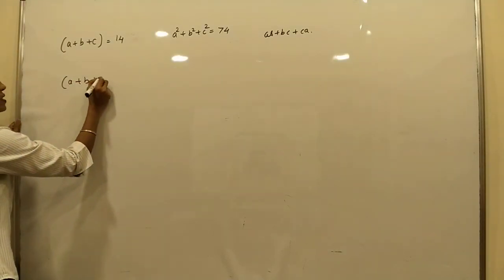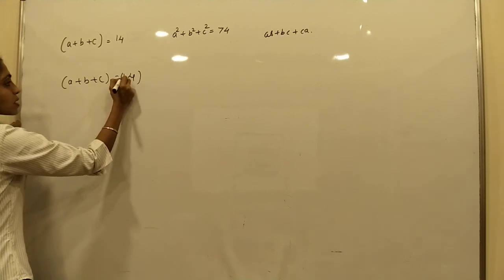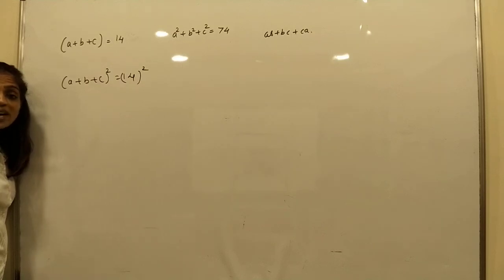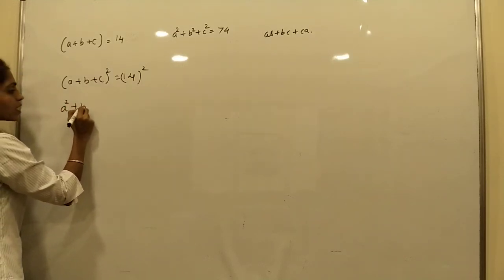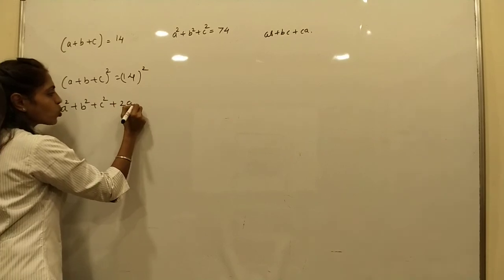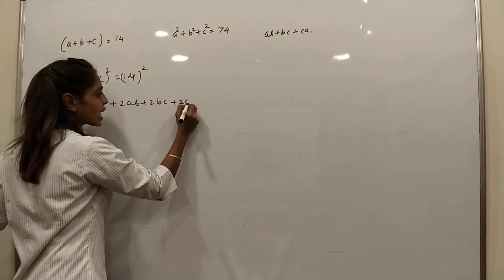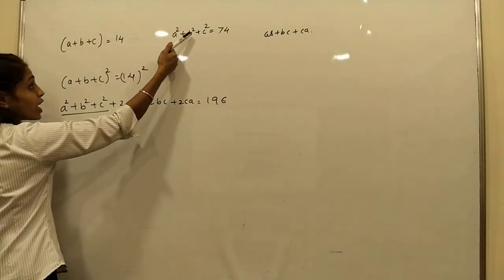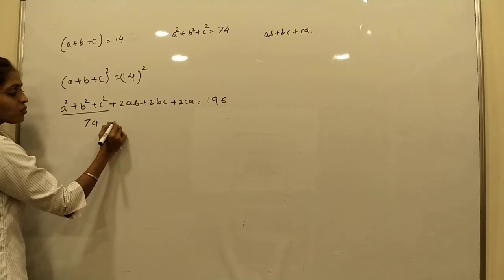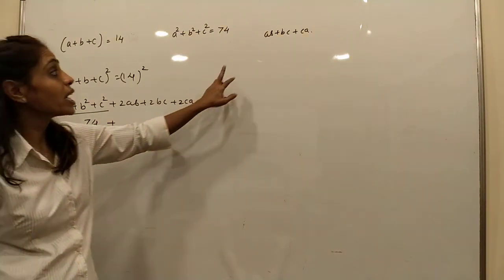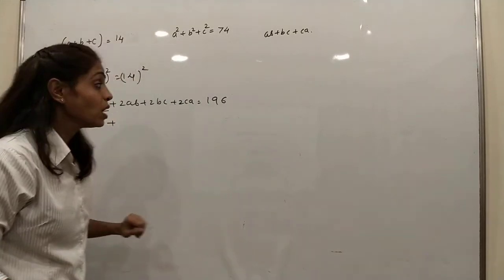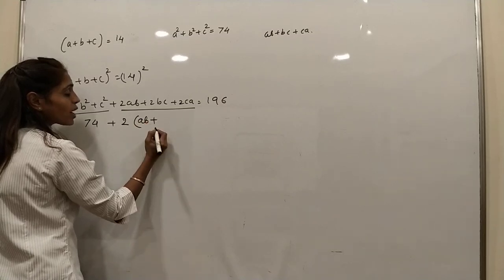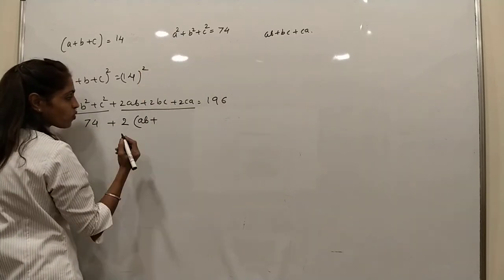a plus b plus c is equal to 14, squaring on both sides. Now what is the formula of a plus b plus c the whole square? This formula is a square plus b square plus c square plus 2ab plus 2bc plus 2ca, is equal to 14 square, which is 196. Now I have the value of a square plus b square plus c square, which is 74, and I want to find ab plus bc plus ca, not 2ab. So let's make 2 common, so I can find the bracket the same as what I want.